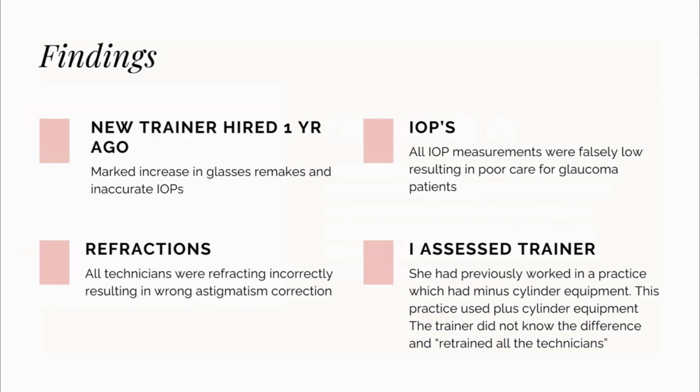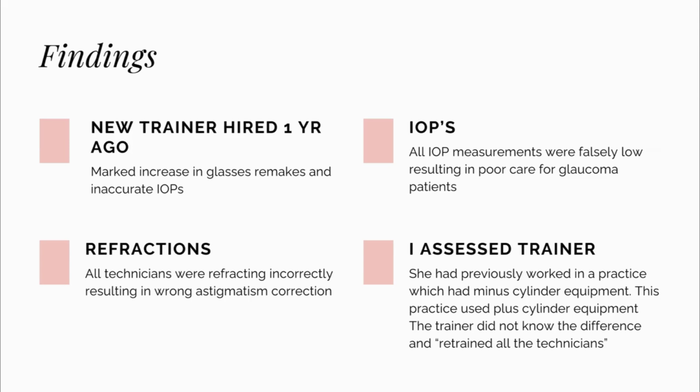So if you don't have clinical knowledge, I'll just explain this, that there is minus cylinder equipment, which is usually used by optometric practices, but not always. And then there are plus cylinder phoropters that typically ophthalmologists use, but not always. So they were refracting on plus cylinder phoropters, but they were using the minus cylinder refracting technique. So all of their refractions were inaccurate.